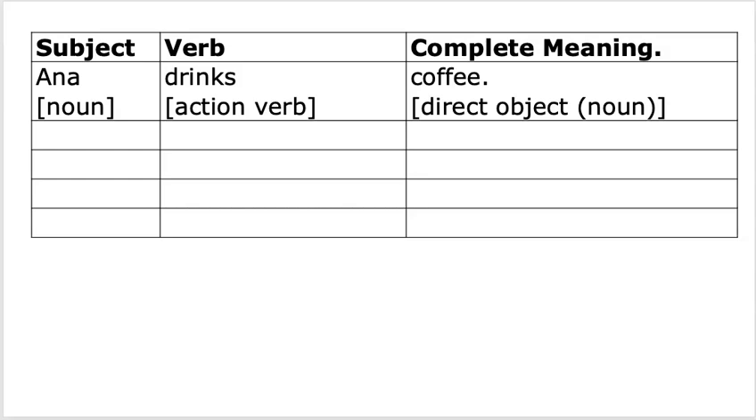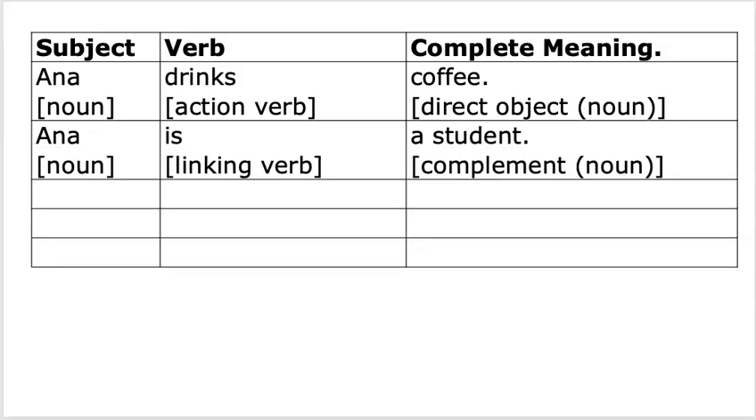Anna is the subject and it's a noun. Drinks is an action verb. Coffee is the direct object, and a direct object is always a noun or a pronoun. Anna is a student.